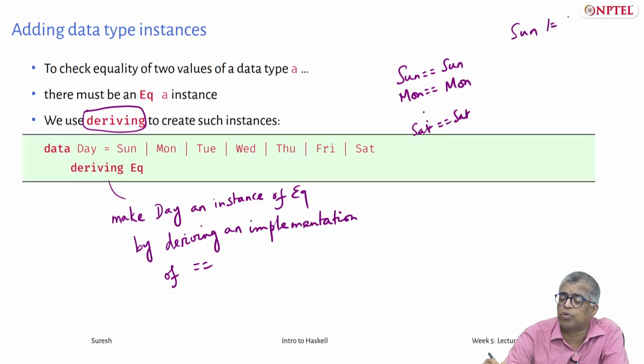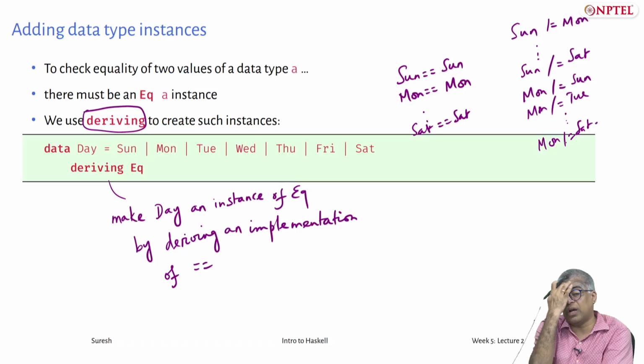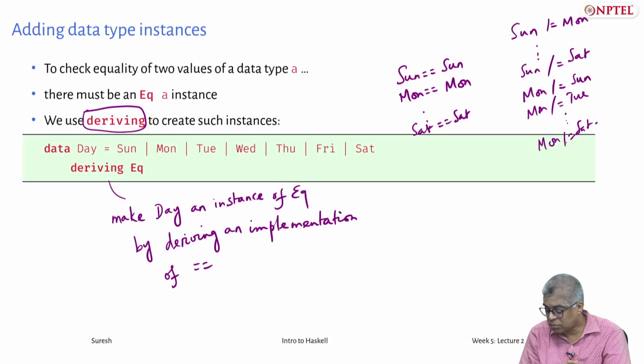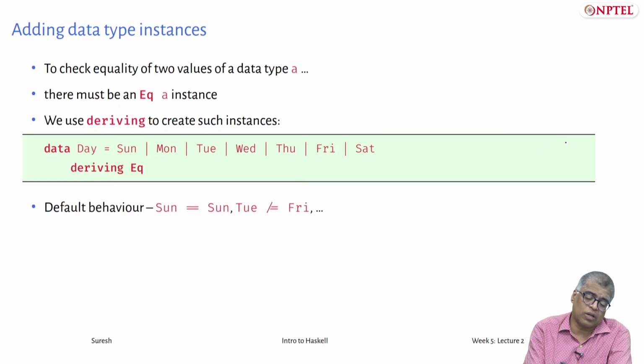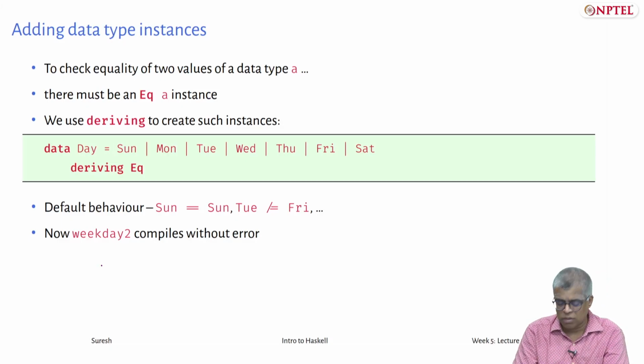Monday is not equal to Sunday, Monday is not equal to Tuesday, and so on. So distinctly listed values are not equal. That's all there is. So you get the default behavior like Sunday is equal to Sunday, Tuesday is not equal to Friday, etc. Now if you run this, we will show this example in a demo session. Weekend2 will compile without an error.